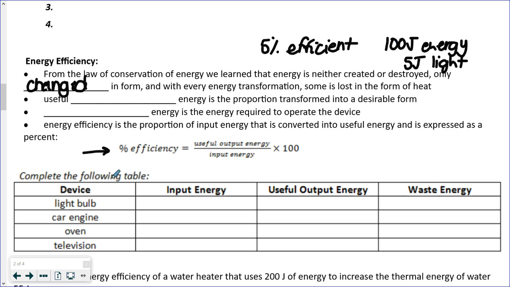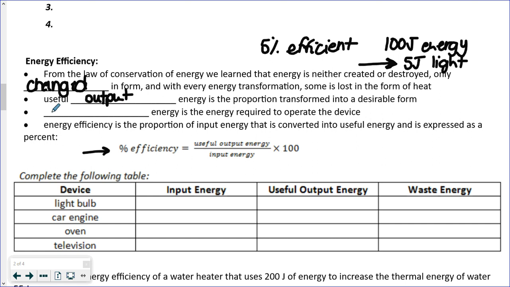So useful output energy is the proportion of energy transformed into a desirable form. So for those incandescent bulbs, this is our useful output. Unless you're intending for your light bulb to heat up your bedroom, you don't actually need heat. So this is our useful output.